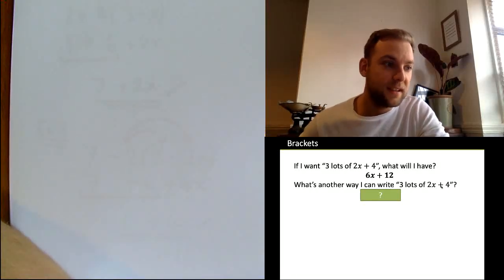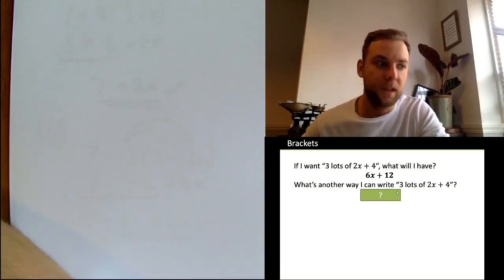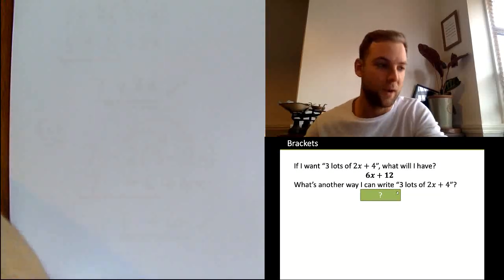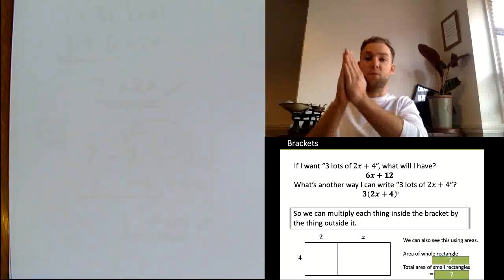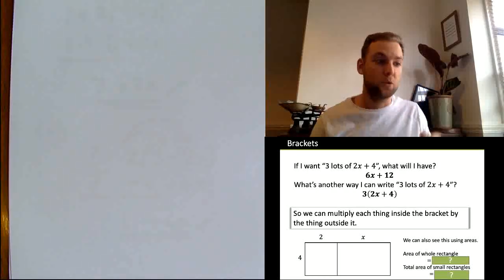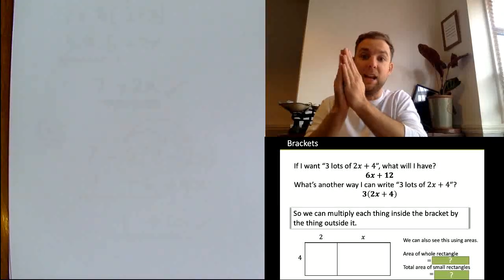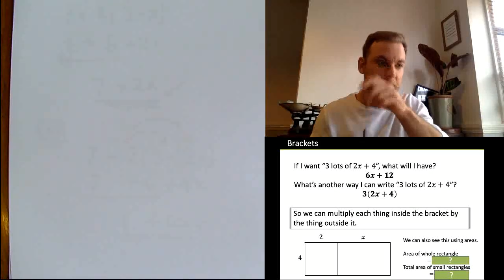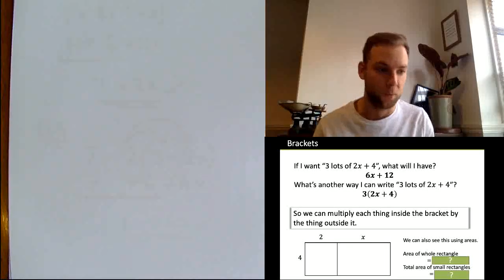And this is the way that we're going to see quite a lot. If I want 3 lots of 2x plus 4, the way I can write it is 3 bracket 2x plus the 4. And that means 3 lots of, or 3 times by 2x plus 4.